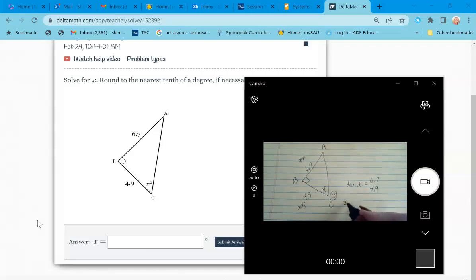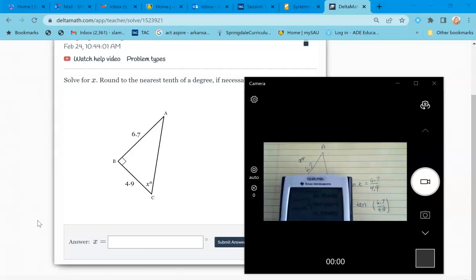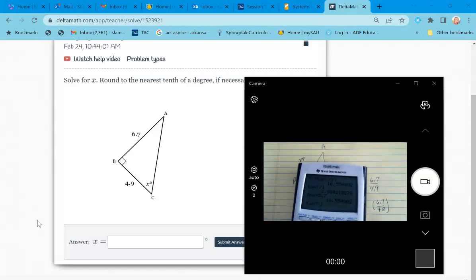This is where you use the second button, and then the tangent, and then you enter the fraction, and it will tell you the angle. Second, tangent, it's going to have the little -1 on it. It's going to tell you your angle is, rounded to the nearest tenth, 53.8.